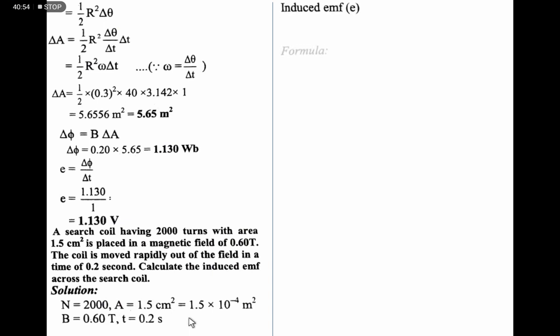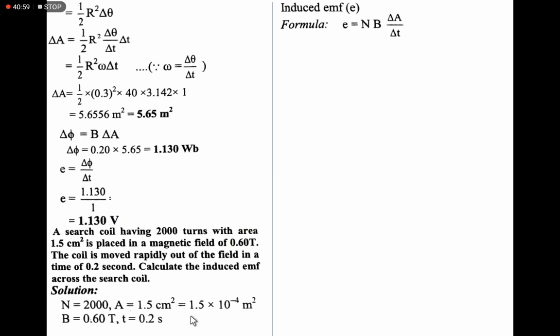Again the same example. Number of turns 2000. Area of the coil is 1.5 centimeter square. We have to convert it in meters, so it is 1.5 into 10 to the power minus 4 meter square. B is 0.60 Tesla and T is equal to 0.2 seconds. So induced EMF has to be found out.